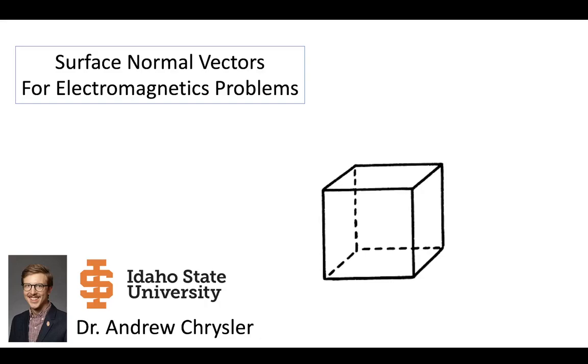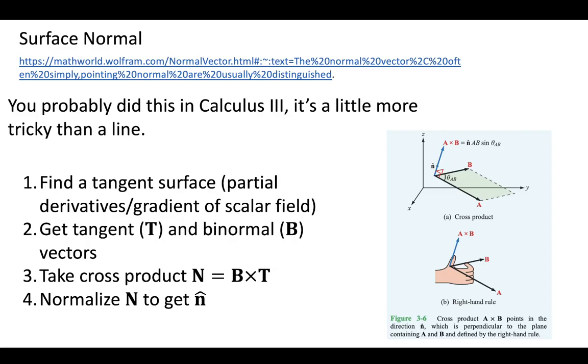Hi everybody, in this last video, let's cover some surface normal vectors for electromagnetics problems. So you probably, in your Calculus 3 class, found a way to find a normal vector for some arbitrary surface. If you look up surface normals, you might find something like this Wolfram article, which tells you how to do this. It's a little bit more complicated than what we did for a function that was just a line, but it follows a lot of the similar paths.